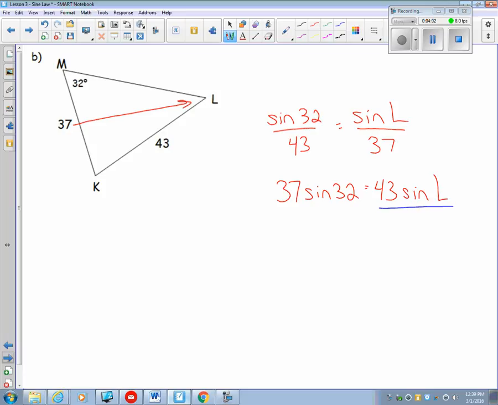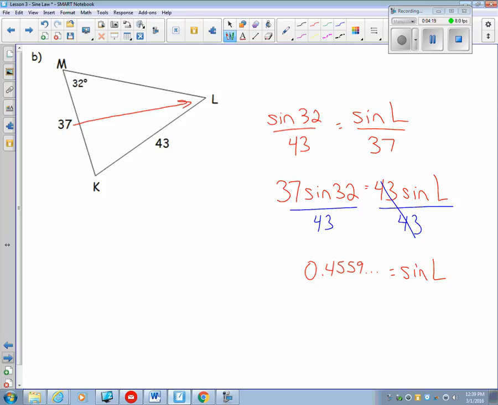Now, I can't do that immediately, but I could divide out the 43. These two things will cancel each other out. I'll be left with the sine of L. On the other side, I'm going to get this big long decimal. Now, I'm not going to remember the big long decimal. I just need the parts and pieces of it.